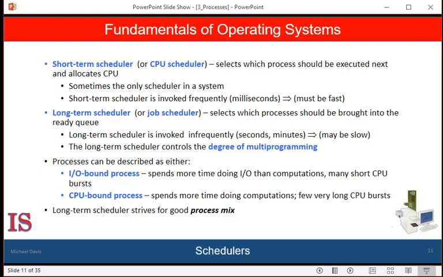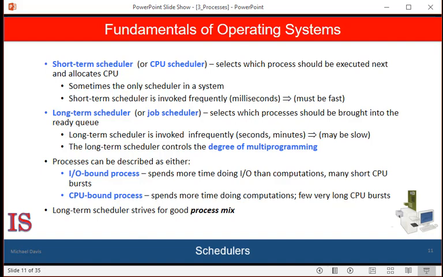And one of the tasks of the job scheduler that we talked about a moment ago is to try and pick out a mix of CPU-bound and I/O-bound jobs to load. As processes enter the system, they are put in a ready queue where they are ready and waiting to execute on the CPU's core.